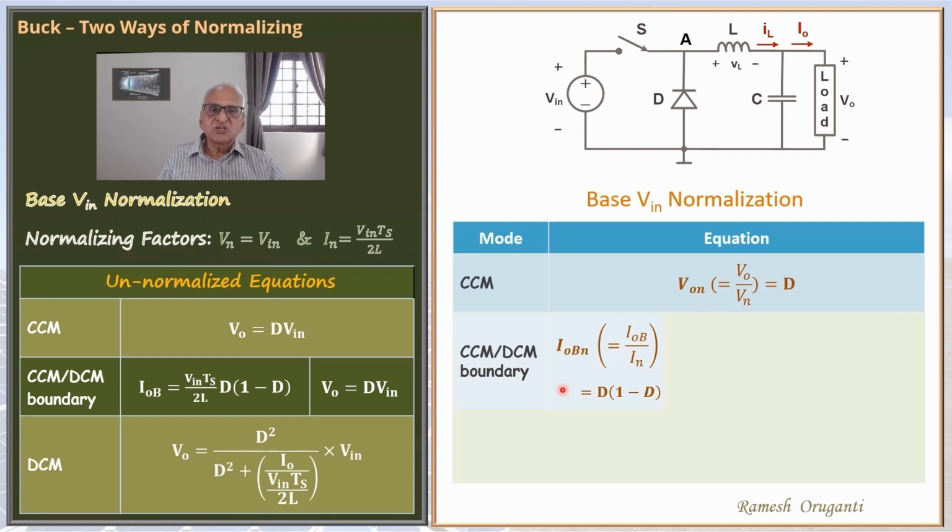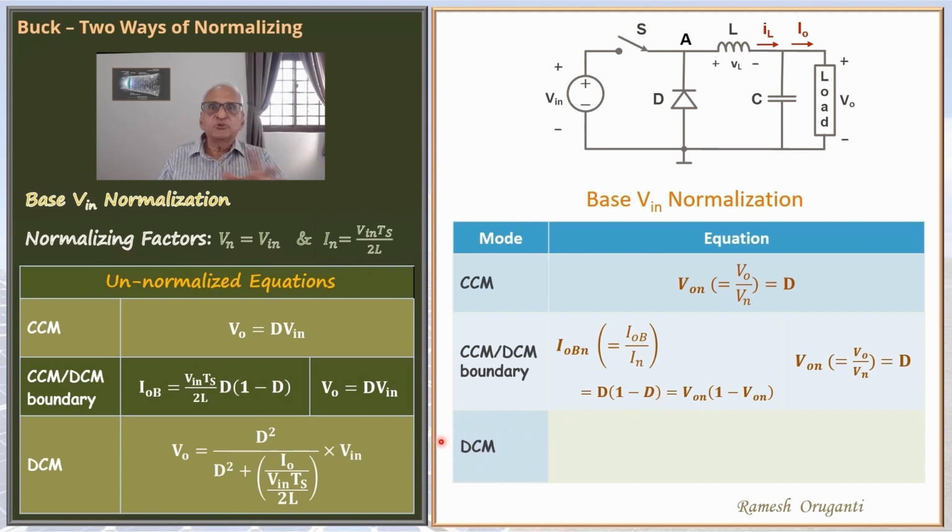Since V0 is equal to D V in, here also V0N is D. V0N is VO by Vn, which is VO by Vin equals D. So I can substitute for D VON, and the normalized boundary current IOBN can also be written as VON times 1 minus VON.